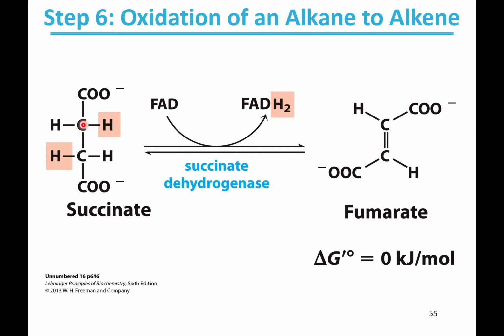Okay. It's an alkane, so all carbon-carbon single bonds. Succinate dehydrogenase will form a double bond between the two middle carbons here. So you're removing the hydride and a proton, and you're forming a double bond, and you're reducing FAD to FADH2. Okay.